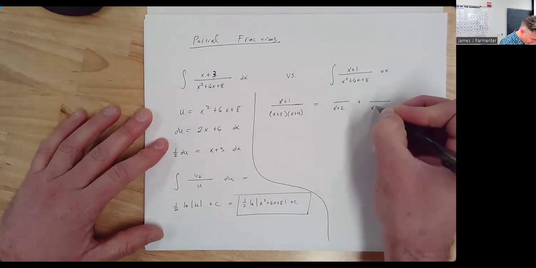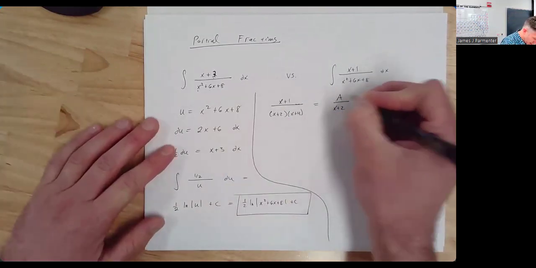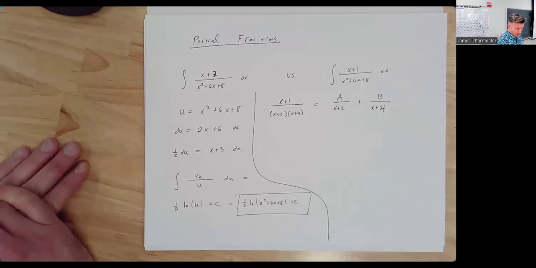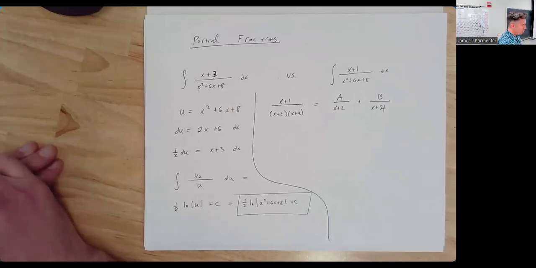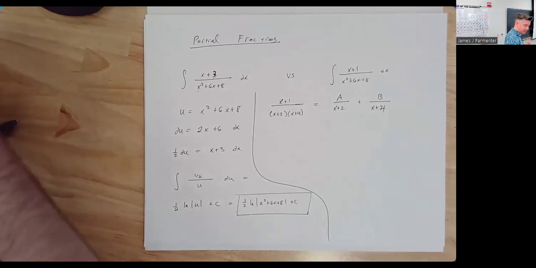So I'm going to have something over x plus 2 plus something over x plus 4. And I don't know what those somethings are. So I'm going to write capital A and capital B and try to figure out what they are. I would always recommend doing this by then multiplying both sides of this equation by the common denominator. It's just the easiest way to think about what you're doing.